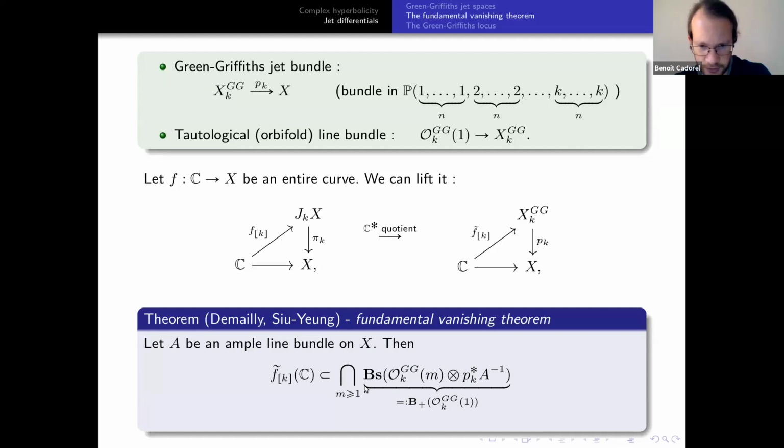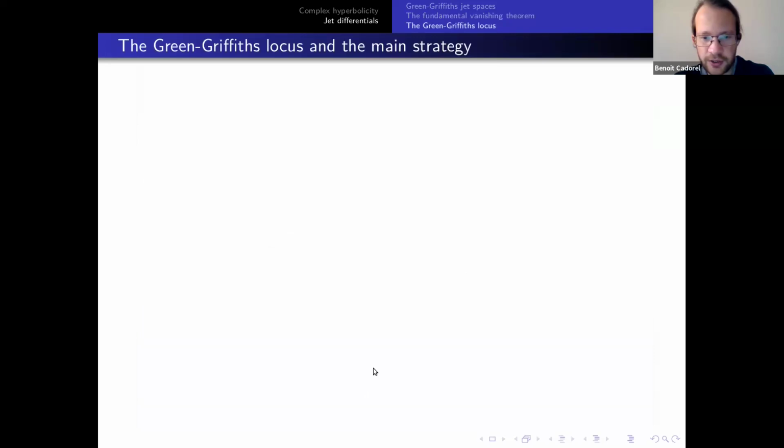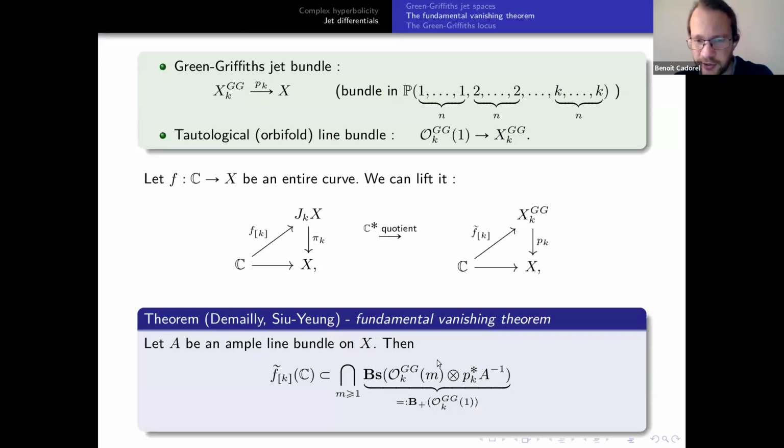Okay, sorry. Here you have this underbrace, which should hold everything. I wrote that the augmented base locus is just that thing. That is not true. This is the whole thing here with the intersection as well. And it doesn't depend on A actually. So it's a subset inside this X_k Green-Griffith that you can form using the tautological line bundle, and the theorem tells you that the image of the curve inside this X_k Green-Griffith must land in it.